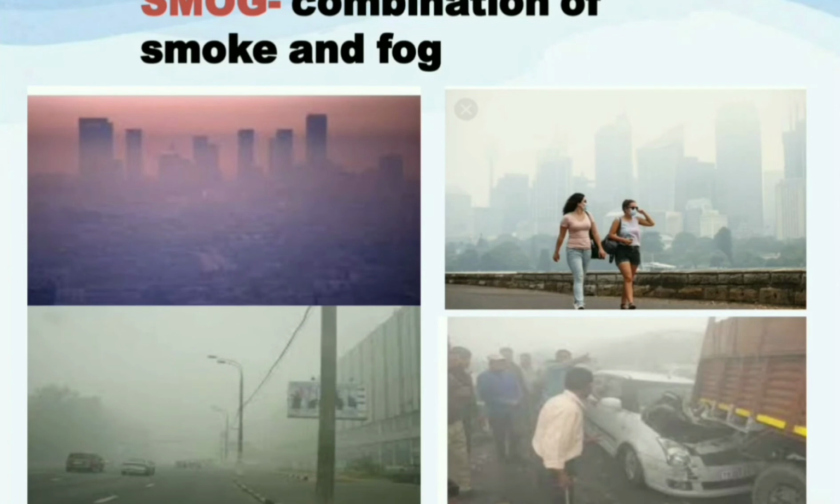Harmful effects of smog are poor visibility. A dense layer of fog is formed in the lower layers of the atmosphere, which prevents sunlight from reaching the earth. It leads to breathing problems, and many times it causes accidents due to poor visibility.